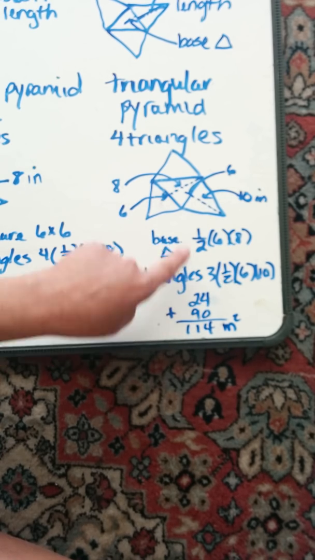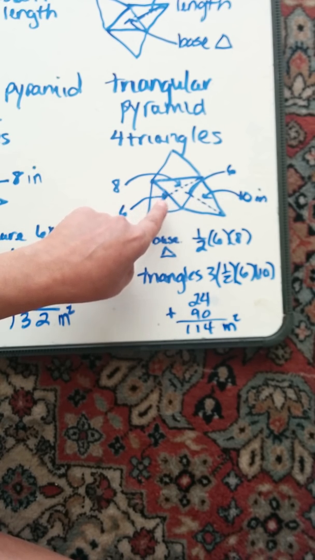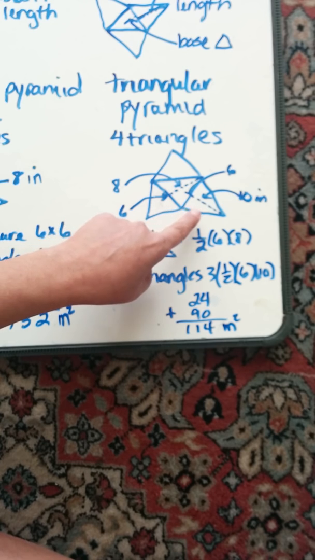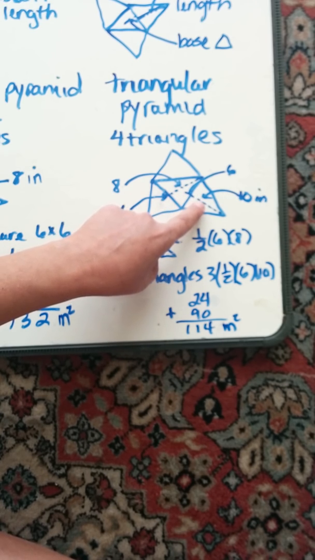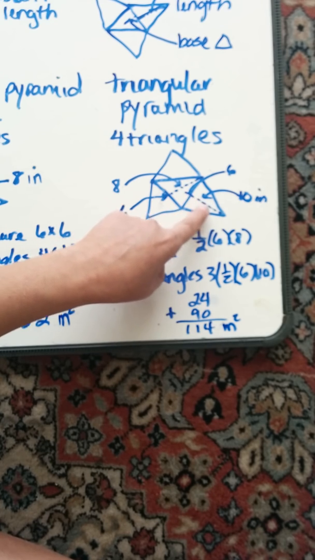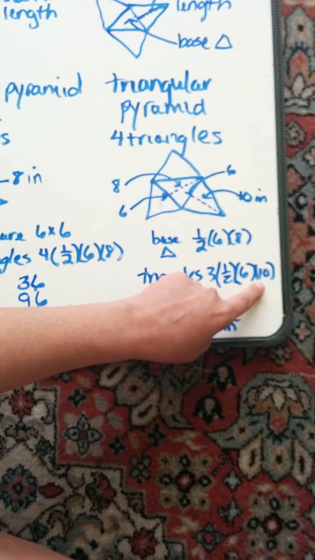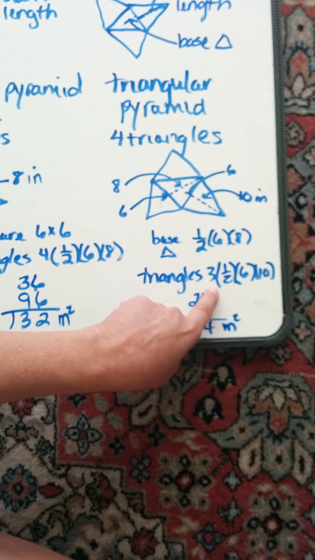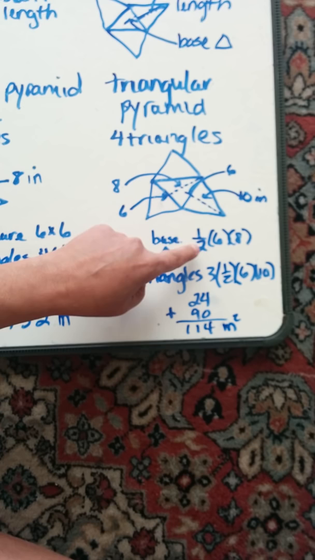And then the rest of the triangles I've got here will be the same area. So I just need to find 1 and multiply it by 3, the area of one triangle. So here the length of one of the triangles is 10, and the base again is 6. So I'll have 1/2 times 6 times 10, 1/2 base times height, and I need 3 of those, so I'll multiply that by 3. So 24 comes from this.